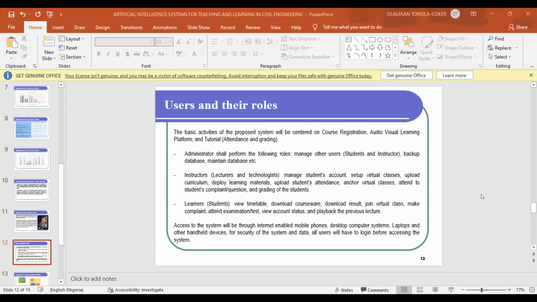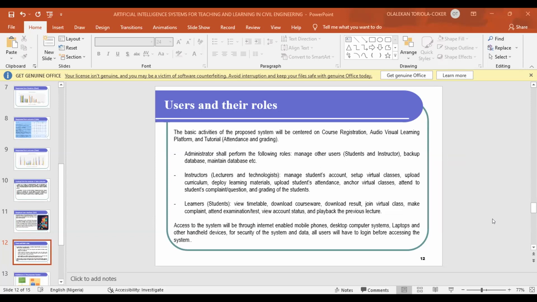roles: manage other users, that is the students and the instructors, and back up and maintain the database. The instructors, who are the lecturers and the technologists, will manage student accounts, that is the payments, set up virtual classes, upload curriculum, deploy learning materials, upload student attendance, anchor virtual classes, and attend to student complaints regarding the questions and the grading of students.